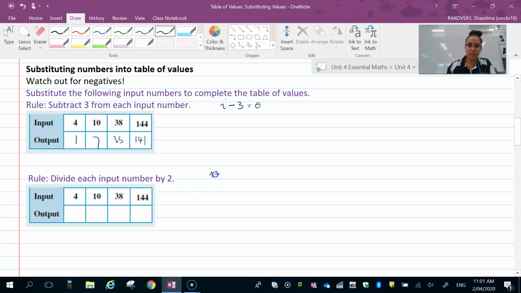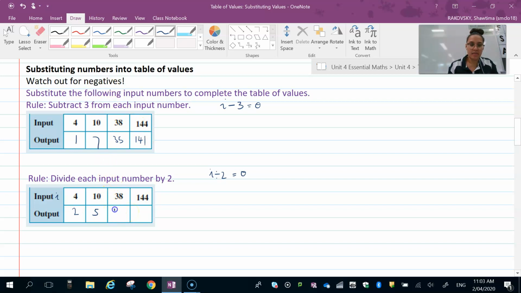Divide each input number by 2. So input number divided by 2 equals our output number. 4 divided by 2 is 2. So what I'm doing is taking the number that's been given to me, putting it into this rule in the place of I, because that's what input is, and calculating what O, or output, would be. So 10 divided by 2 is 5. And then we have 38 divided by 2, which is going to give us 19.